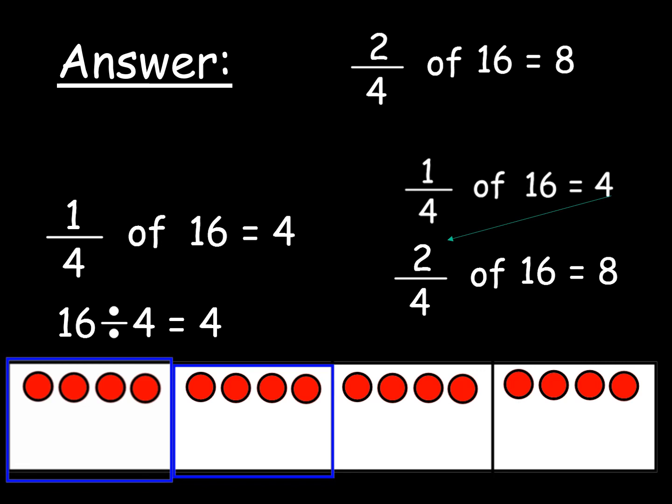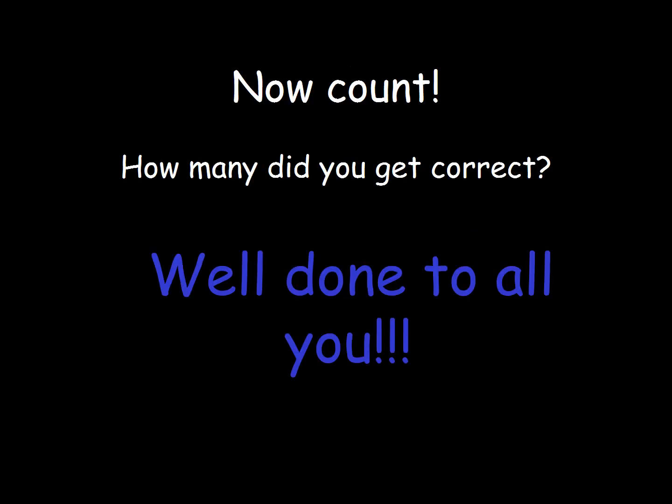Or if you see my other working out where the green arrow is, once you found out 1/4 of 16, which is 4, we can times that answer by the numerator. 4 times 2 is 8.